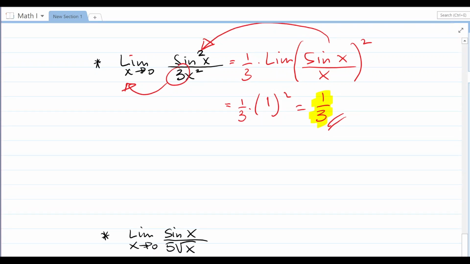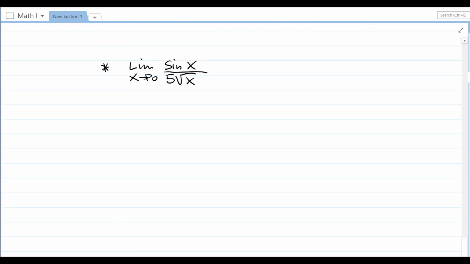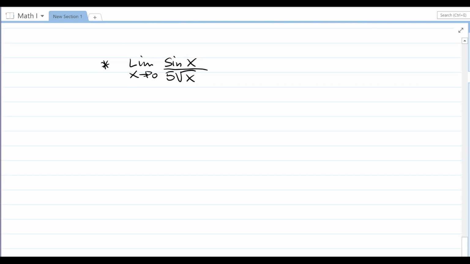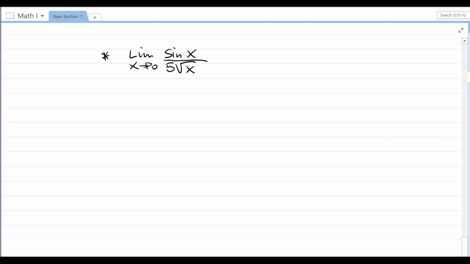Okay, let's try another one. What's the limit of sine x over 5 square root x? So we can again modify our situation. We have the information that sine x over x equals 1. Let's just write down what we have. Sine x over x, the limit as x approaching 0 equals 1. Just a reminder.